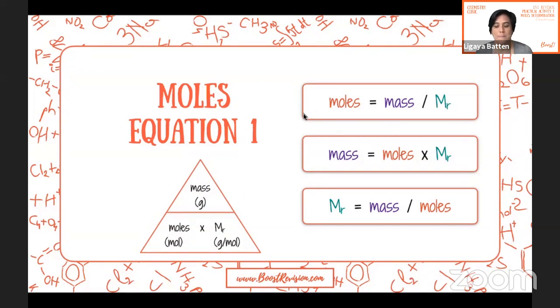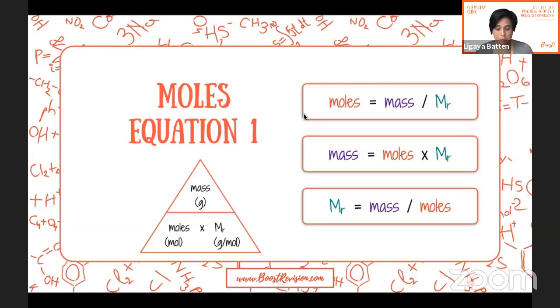It will equal mass divided by Mr, which is the relative atomic mass or relative molecular mass of the molecule or formula that you're given. So if you're looking to find out moles, you take the mass that you have and divide it by the Mr, which you'll need to calculate using the values from the periodic table for atomic masses of the elements involved.